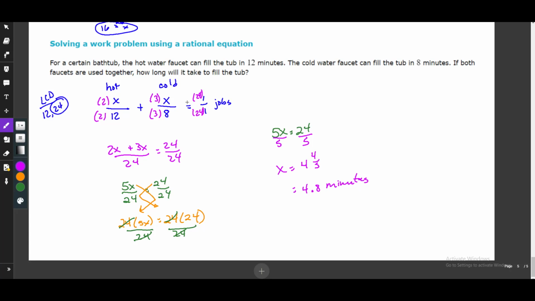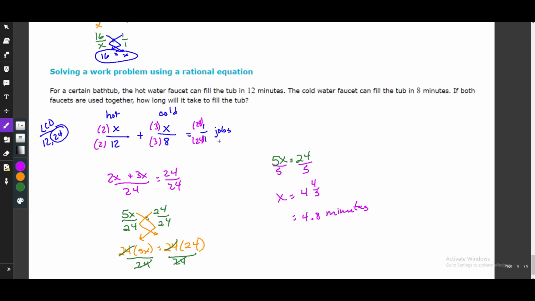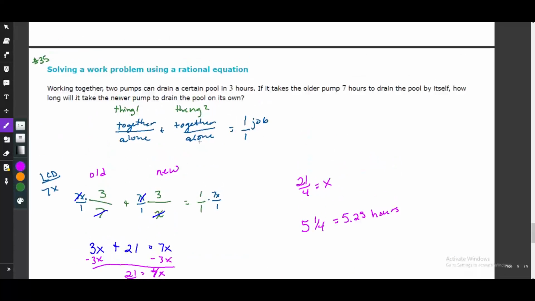So all of these are a good way of practicing rational equations where you can either get the common denominators. You do have to find the lowest common denominator in any of the ways, and then a bunch of different ways that you can solve those problems, whichever way works the best for you, looking at the different problems. But the general formula is the together over alone plus together over alone equals one job being done.